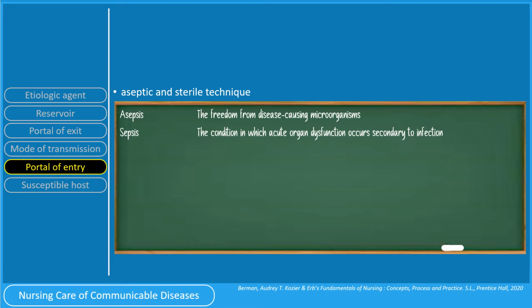Let us define two terms. Asepsis is the freedom from disease-causing microorganisms, while sepsis is the condition in which acute organ dysfunction occurs secondary to infection. So when we say that someone is septic, it means that that person has an overwhelming infection that has resulted in acute organ dysfunction.